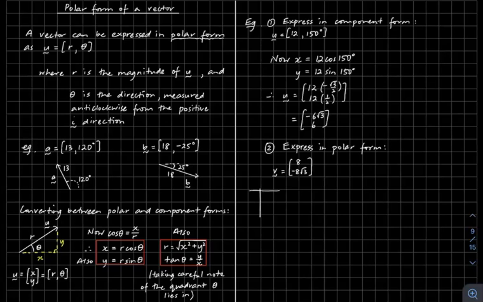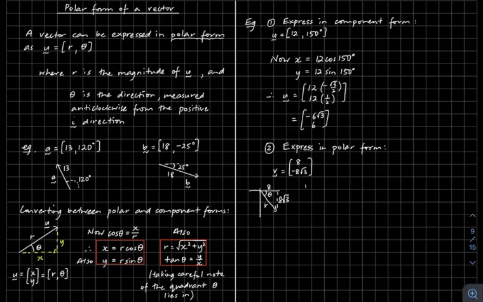So if we were going 8 and negative 8 root 3, our vector would be something like this. So that would be 8, and this here would be 8 root 3. So our vector would be pointing down from the origin into quadrant 4 if we were to plot it as a position vector from the origin. So there's the r that we want to find, and there's the theta that we want to calculate.